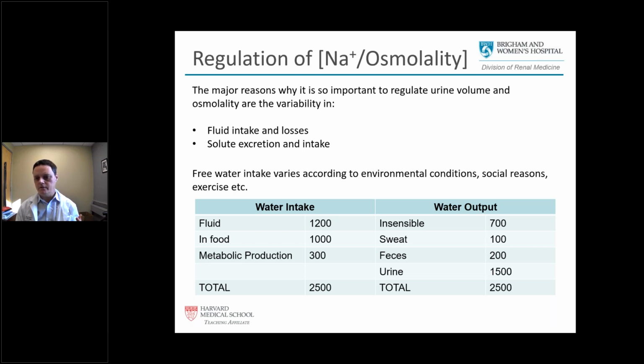Our free water intake varies according to environmental conditions, social reasons, or if you're exercising. Roughly speaking, we take in around 1,200 mLs of fluid a day in food or drink, and we produce about 300 mLs of water by metabolic processes. So roughly speaking, we gain about 2.5 liters of fluid a day. And then we excrete about 1,500 mLs of that in the urine. We lose about 700 mLs through insensible losses, which is mostly when we're breathing, about 100 in sweat, and about 200 in feces. And so the balance is roughly speaking 2.5 liters in, 2.5 liters out a day. But it's really important that we're able to maintain this no matter what our solute intake is and no matter what our water intake is.